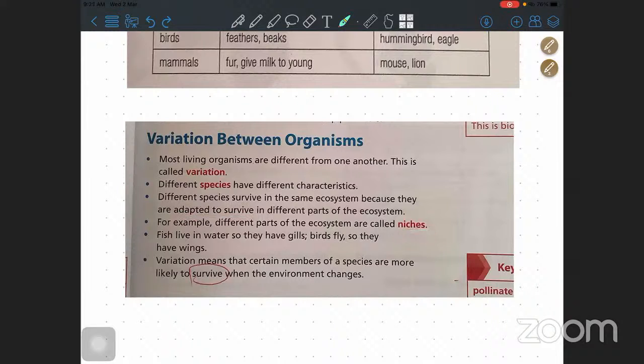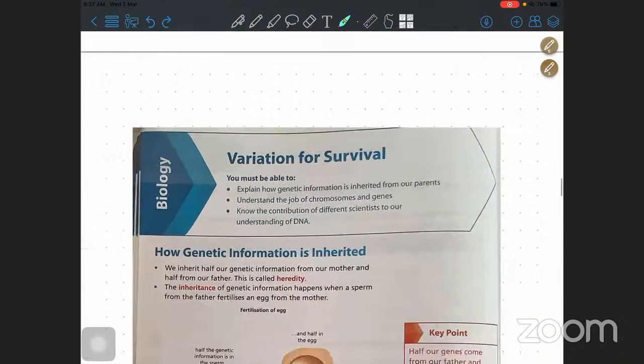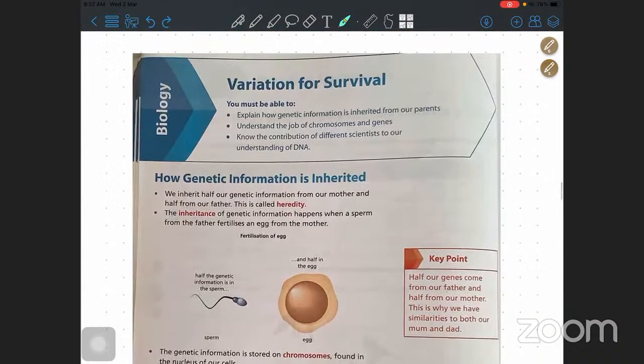Okay? Fish live in water, so they have gills. Birds fly so they have wings. Variation means that a certain number of species are more likely to survive when the environment changes. They are more likely to survive because they have adapted to the environment. Okay, so we need to learn about variation for survival. How is genetic information inherited?